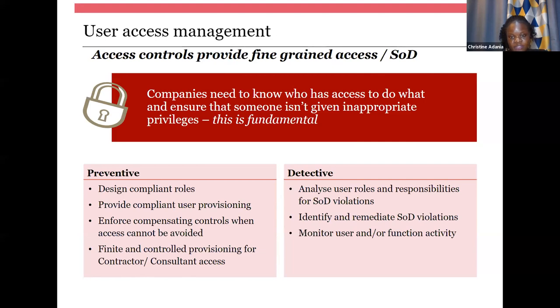So you can implement preventive or detective controls. You have to design compliant roles, yeah? Then provide compliant user provisioning, like I said, ensuring that there is some sort of approval by appropriate personnel before these users are given access to the system, just to ensure that the people being given access are actually employees of the business. Enforce compensating controls when access cannot be avoided.